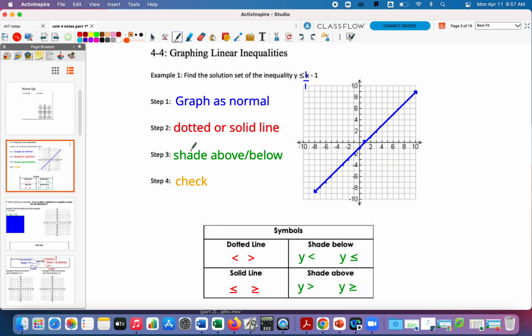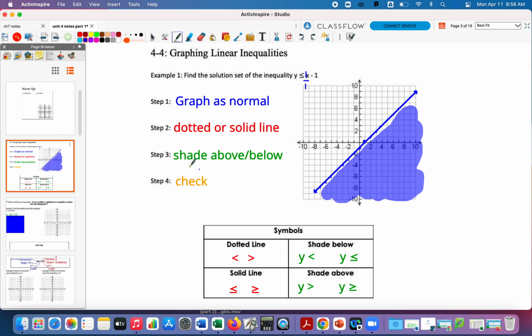The other layer of this is we're going to shade above or below. It depends on your symbol, whether it's y less than or y greater than. When you have a less than or less than or equal to, you shade below, because less than, below. If you've got y greater than or equal to, you shade above, greater than, more than. In this case, we've got a less than or equal to, so we're going to shade below. So maybe I can grab a little highlighting tool here. Basically anything in this area here, I'm going to color in. The idea is that anything in this area and beyond is a solution.